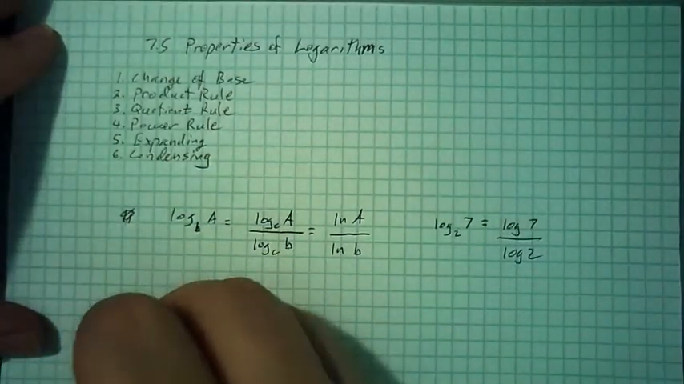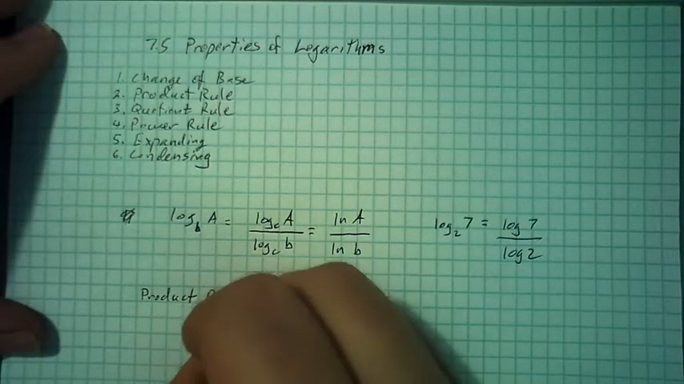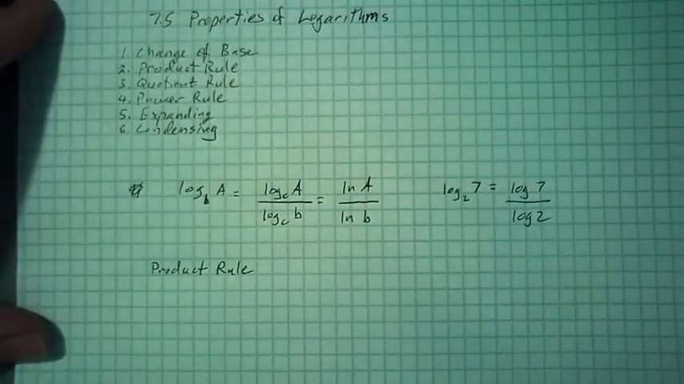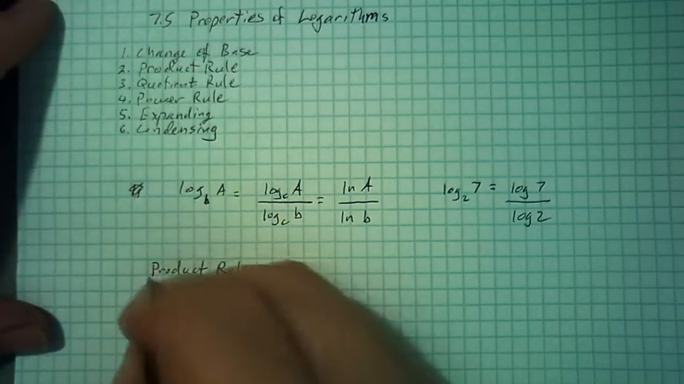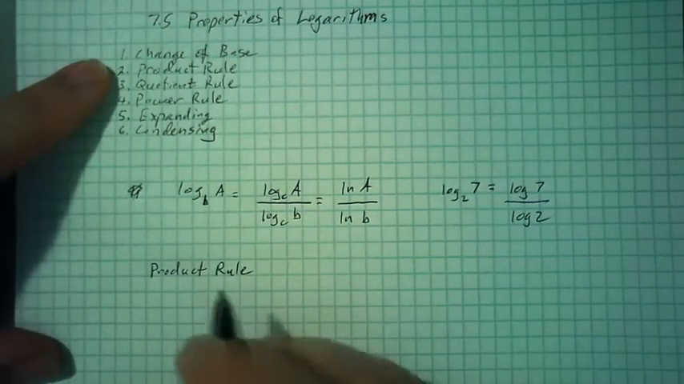The product rule. As far as why the product rule is the way it is, it has to do with exponent rules. If you remember, the answer to a logarithm is always an exponent. That can really help you out. I won't bother to prove it. I will just mention the rule.